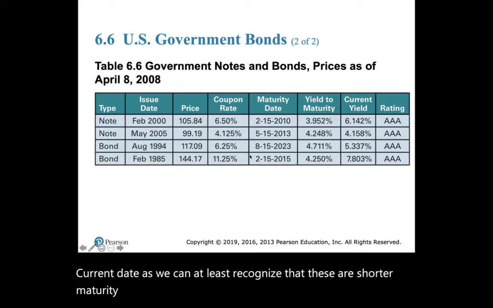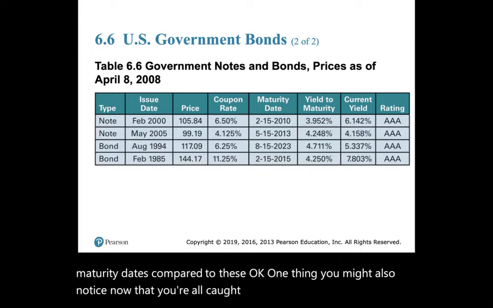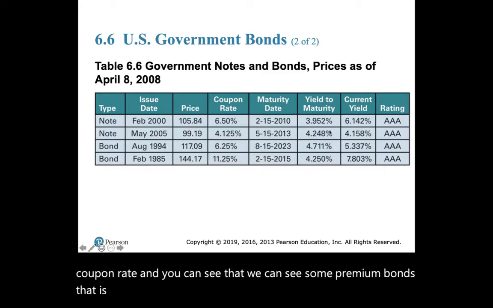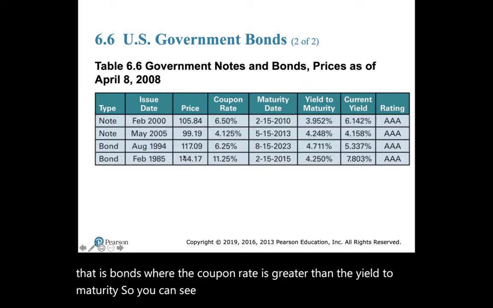to these. Okay. One thing you might also notice now that you're all caught up on yield to maturity versus coupon rate, you can see that we can see some premium bonds. That is bonds where the coupon rate is greater than the yield to maturity. Okay, so you can see here we have some of those here.